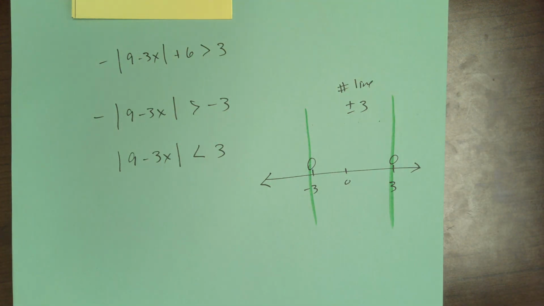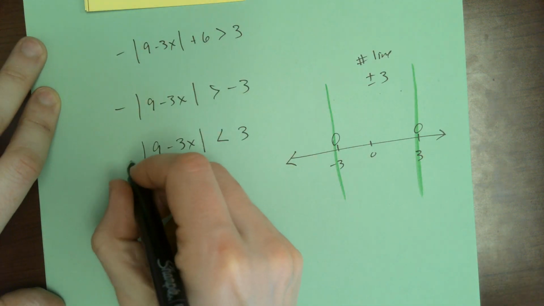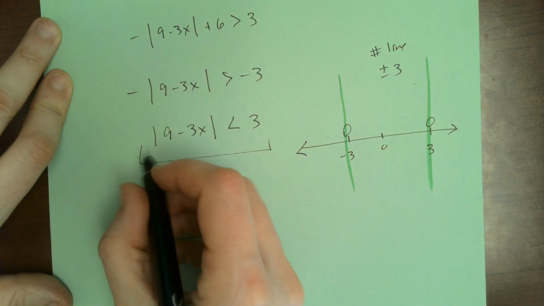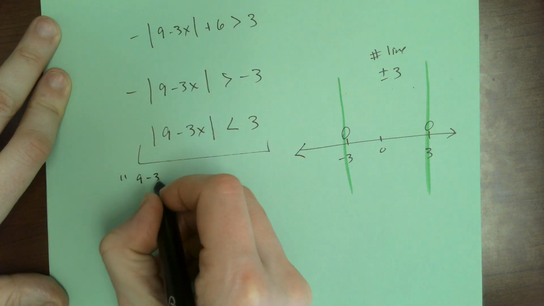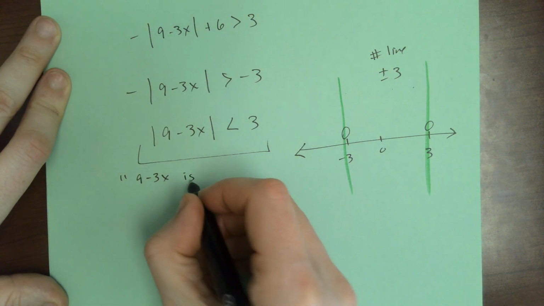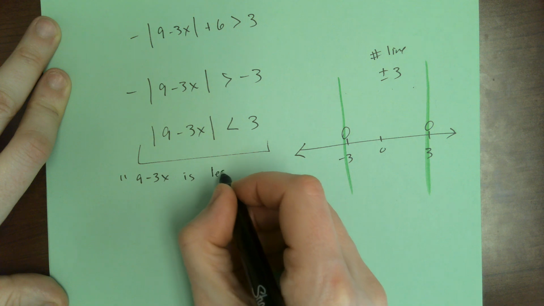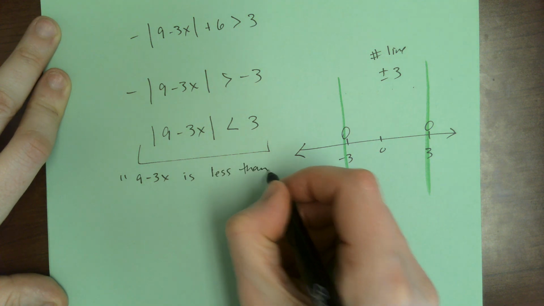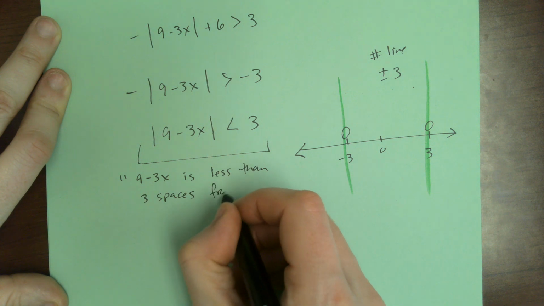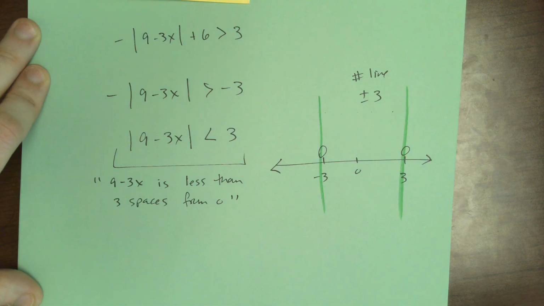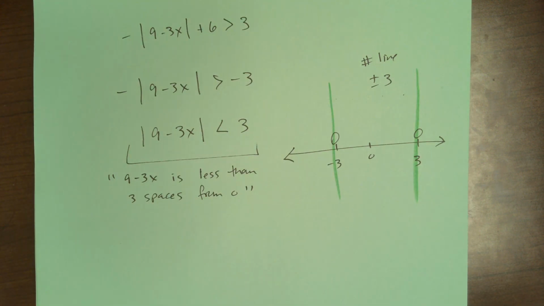Okay. Now, guys, let me think this through in words. You don't have to write this, but this is the logic. I'm saying this to myself in words: 9 minus 3x is less than 3 spaces from 0.